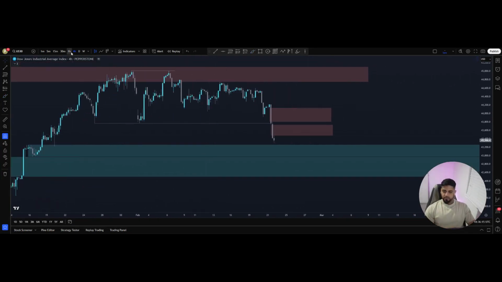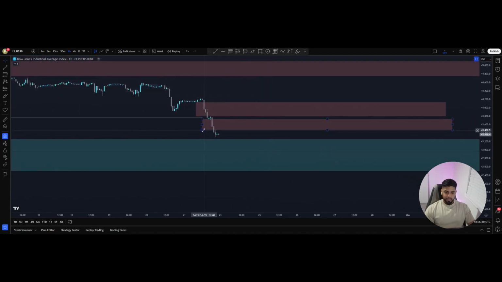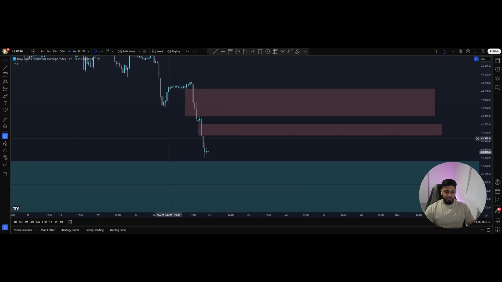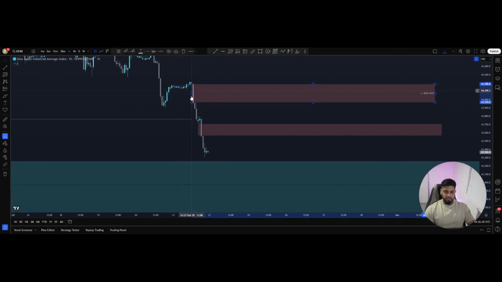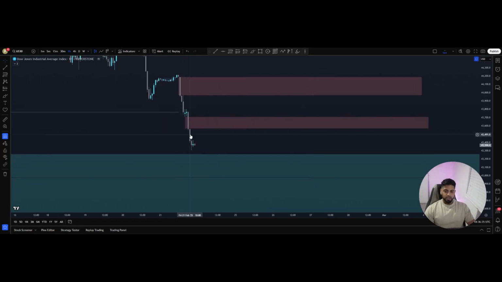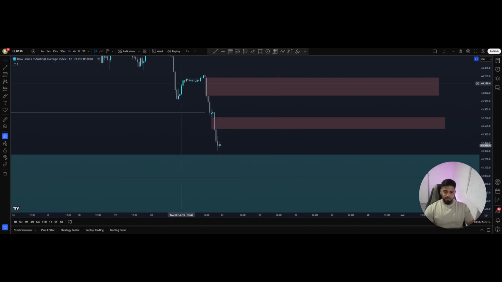So that's the 4-hourly. Let's drop down to the hourly, and what can we see? We can pretty much refine this 4-hourly fair value gap to this one because it is nicely nestled inside. And apart from that, we can also refine this fair value gap to up here. So we've got these two fair value gaps. Mind you, we do have another one here and another one here, but I would expect to see a little bit higher pricing potentially up here or up here. So that pretty much wraps up the hourly.